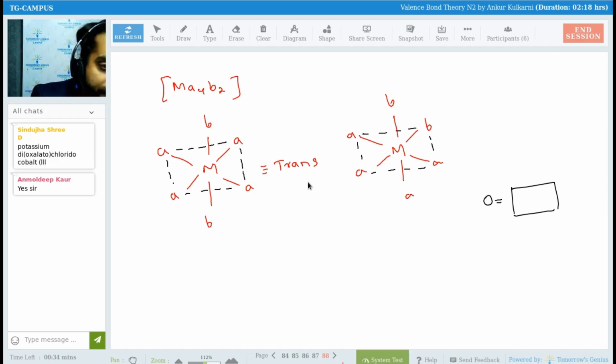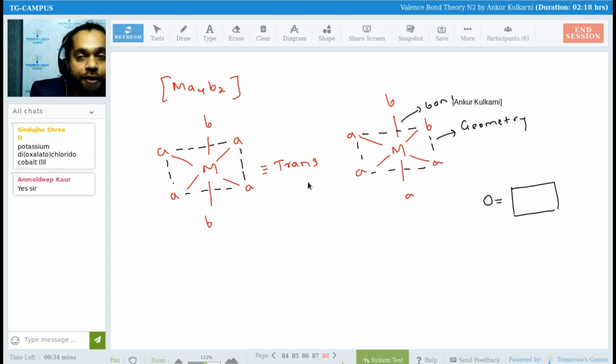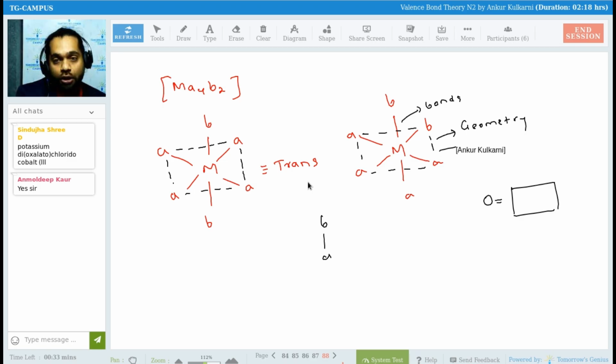See, the dotted line we draw, Sarjan, Jason, we draw to understand the geometry. The solid lines are the bonds. If I draw a solid line between A, B, A, that means B and A are bonded to each other. Are they bonded? They are not bonded. We are just making a structure.